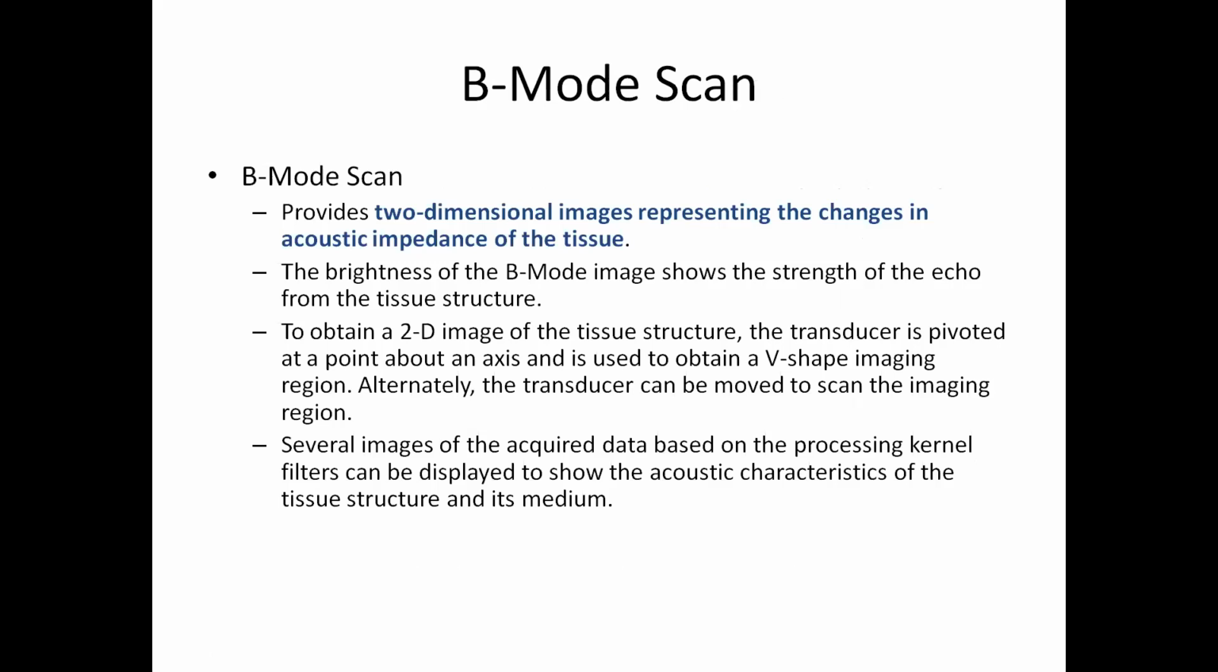Third criteria, B mode scan. The main objective of the B mode scan is that 2D images are easily represented by the changes in the acoustic impedance of the tissue. What is the brightness of the B mode images? They show the strength of the echoes from the tissue structure.